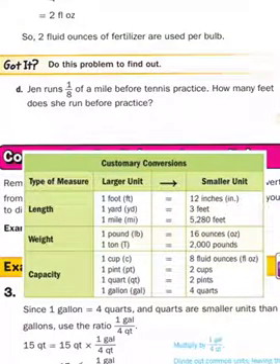All right, let's see how you did. So here's what it says. Jen runs 1/8 of a mile before tennis practice. How many feet does she run before practice?